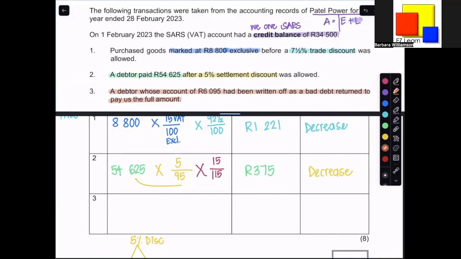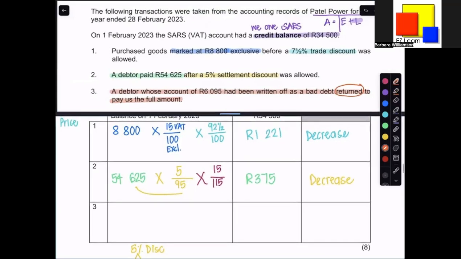However, if this person has now returned, it means that we now do need to pass that over to SARS because we did actually receive the VAT. So it means that our amount owing to SARS will increase. We start with the amount of 6095. This one doesn't involve any discounts or anything, so we can go straight to the VAT amount.